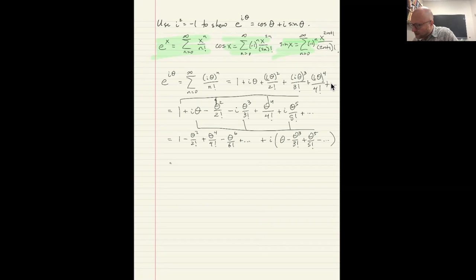So if we look back at the power series representations, we have cosine θ in the first one. In the second one, we have sine θ, okay? And just like before, we end up getting an interval of convergence that's the whole real line.